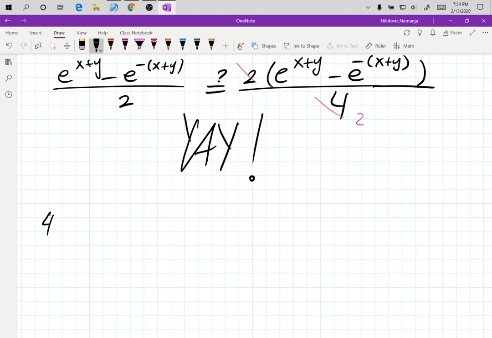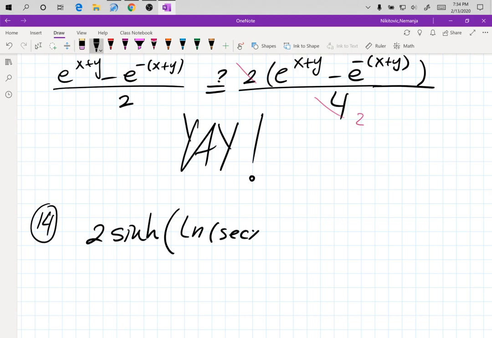Problem 14 says, prove the identity, blah, blah, blah. 2 sine hyperbolic of ln of secant x equals sine x times tangent x. No hyperbolics. These are the trig functions.